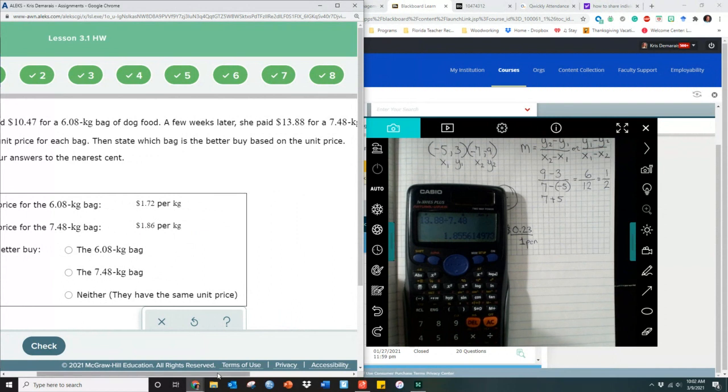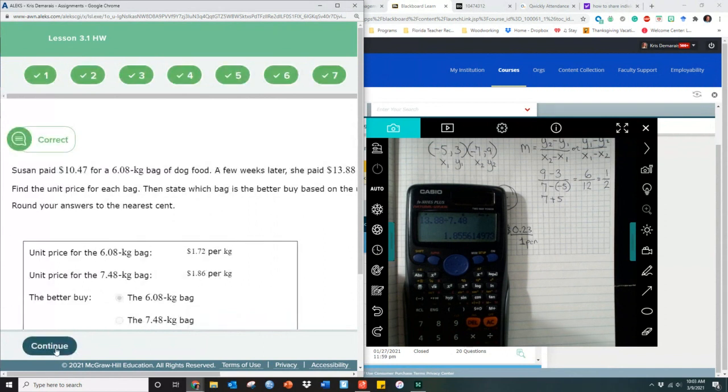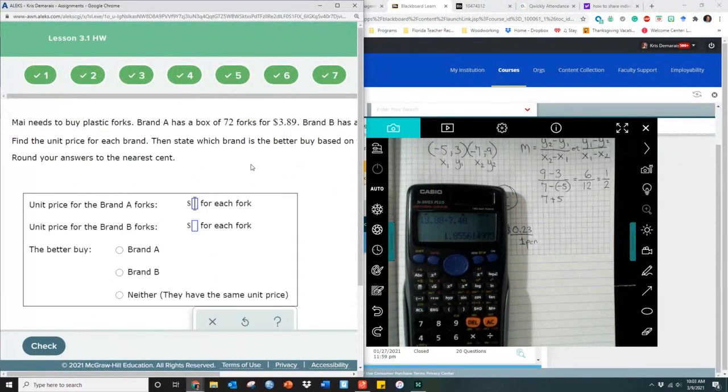Now, which one's the better purchase is going to be the 6.08, because that's a lesser price than the $1.86. Be mindful that that kind of question is what you'll find on the test.